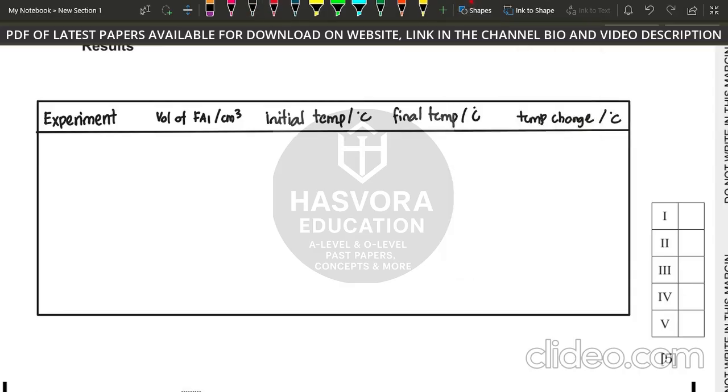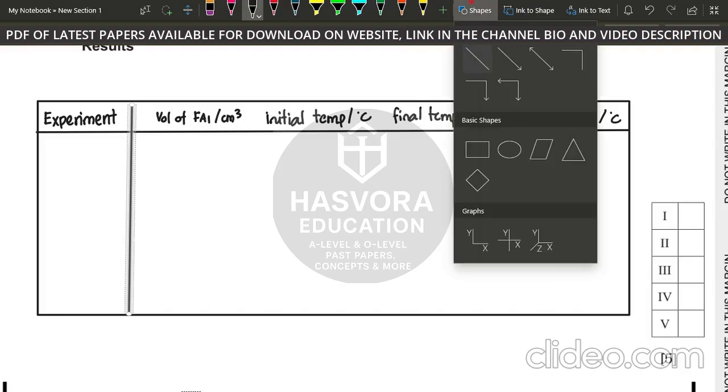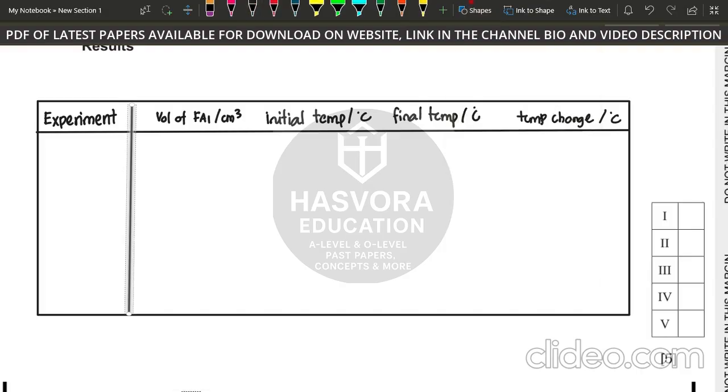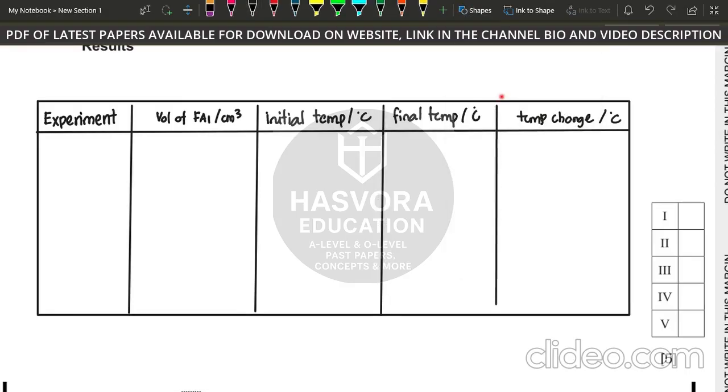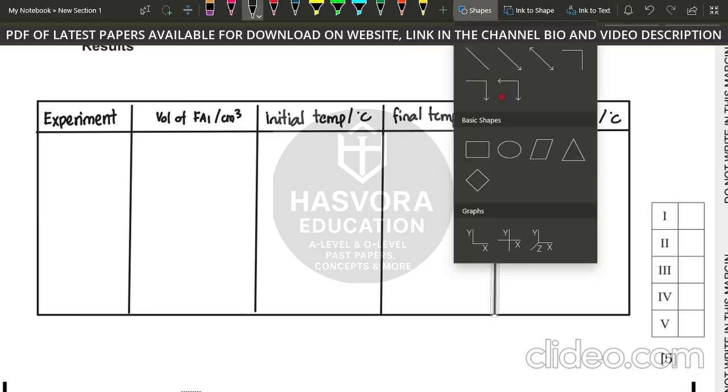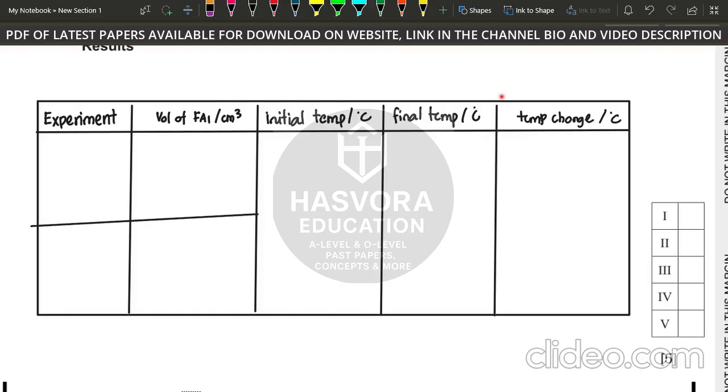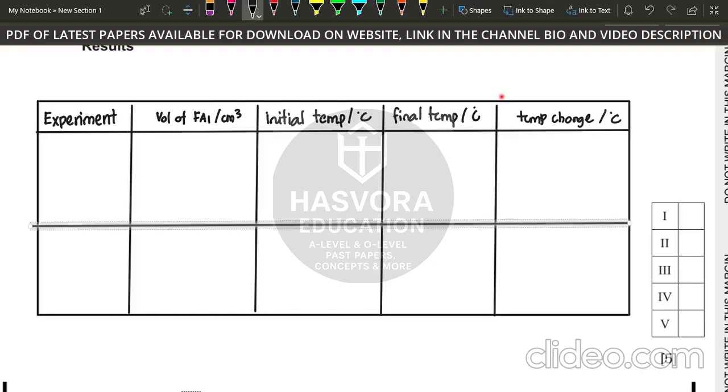Now let's make the columns for each of them. This will be your first column, then this one your second column, then your third column, and then your last column. Let's divide this whole area into two because we have two experiments. We are going to take some ample space. So this is your experiment 1, and this is your experiment 2.